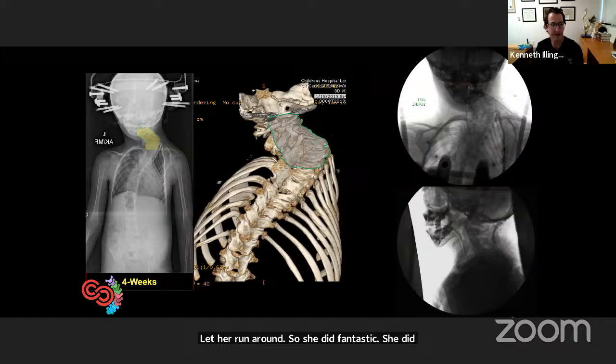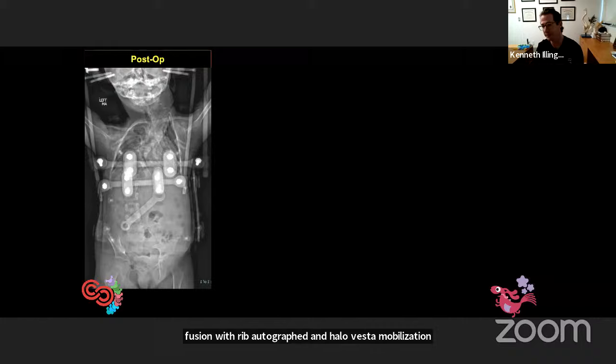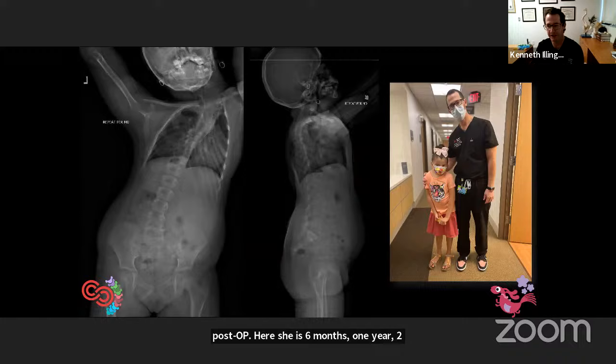This is what her x-rays look like prior to surgery. And then we went in there and basically did a non-instrumented fusion with rib autograft and halo vest mobilization. This is what she looked like after surgery. Here she is post-op. Here she is 6 months, 1 year, 2 years. And here she is 3 years out from surgery.